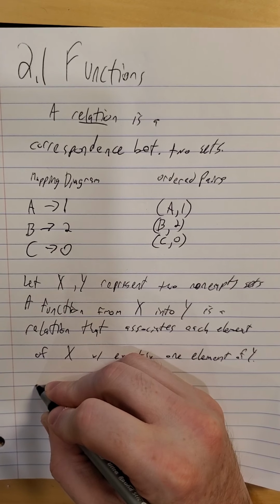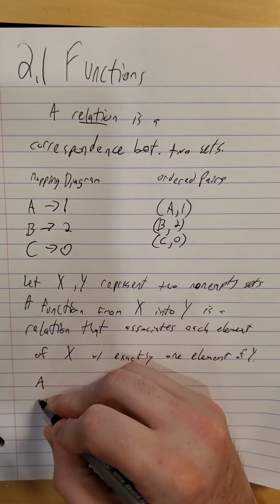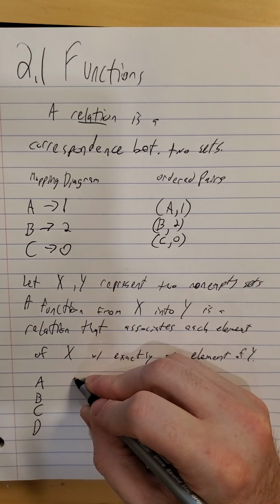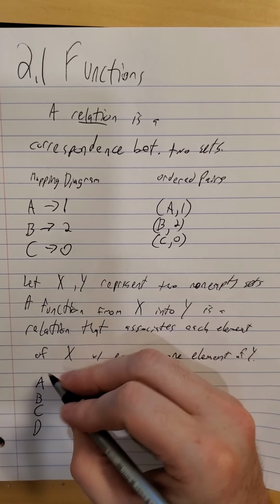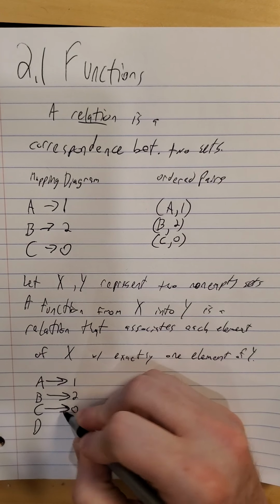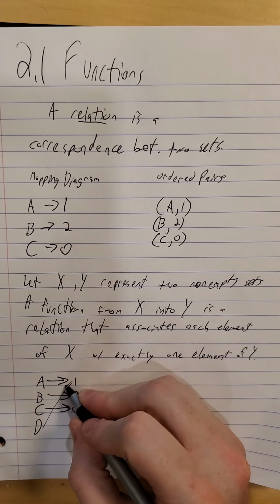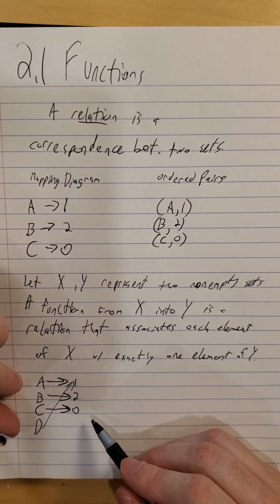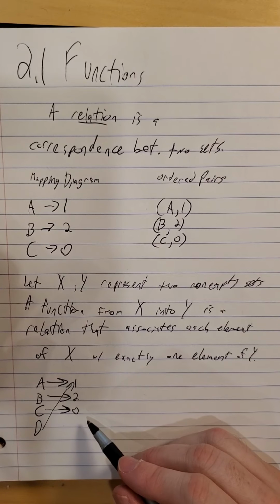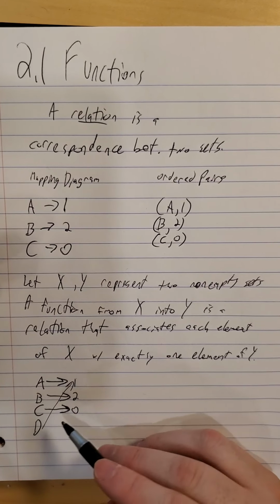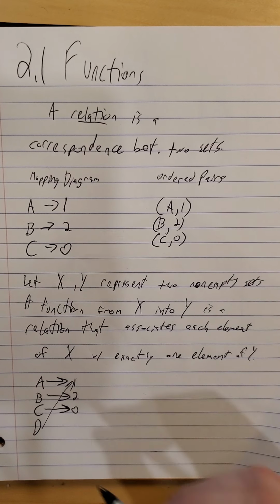Let's get another quick example. So we'll map A to 1, B to 2, C to 0, and we'll map D to 1. This one is also both a relation and a function. So it doesn't necessarily have to have the same number of elements to still be a function.